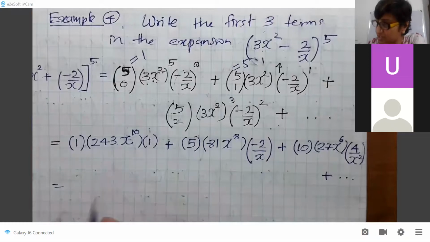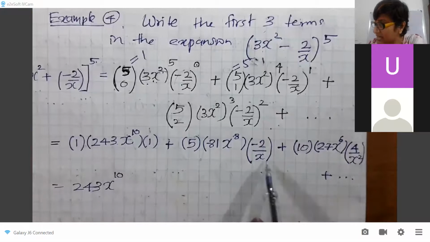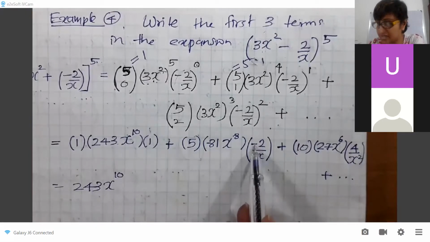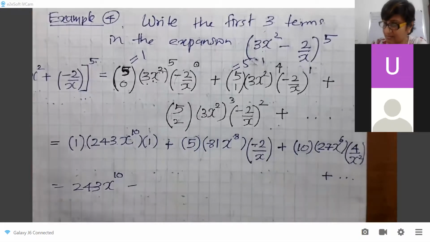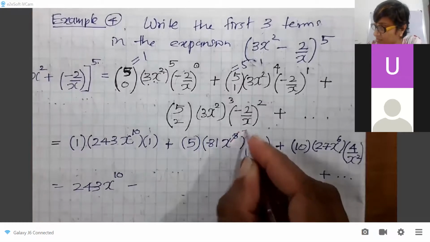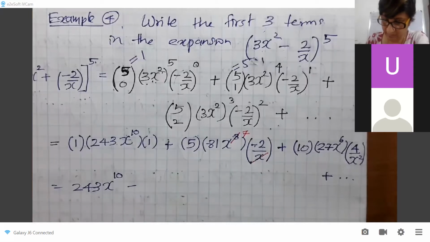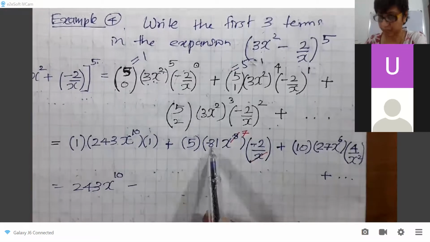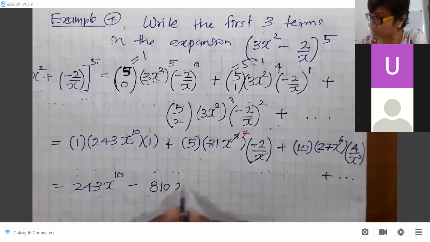So my first term is just 243 x to the power of 10. My second term, there is a minus sign here, so my whole term will be minus, and there are some simplifications. This one x can be simplified with the x to the power of 8, so that I get 5 times 81 times 2, 810 x to the power of 7.